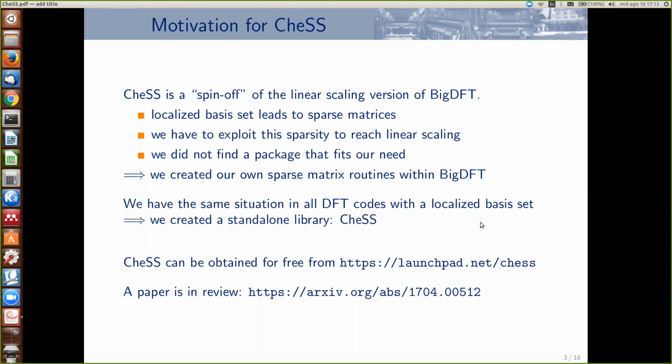This was working very well. After some time, we thought, well, any DFT code that works with such localized basis sets will have the same problem as we do. So we decided to isolate this sparse matrix routine from BigDFT to create a standalone library, which we call CheSS, which stands for Chebyshev Sparse Solvers. It's free. The library can be downloaded for free from this page here on Launchpad. Recently we also wrote a paper that is currently in review and can be downloaded from this arXiv link.